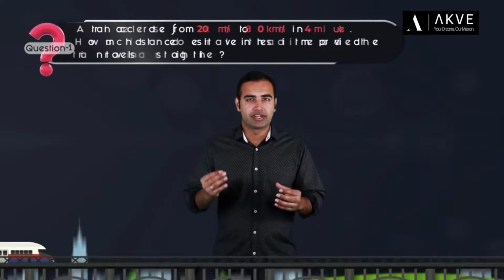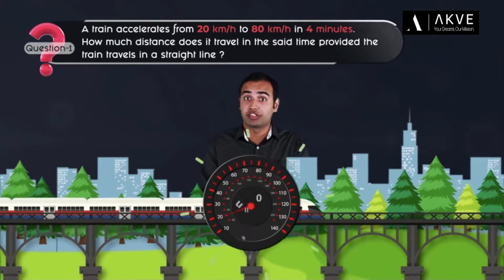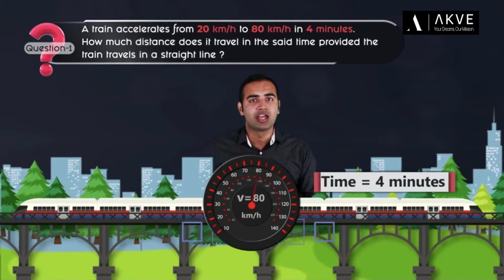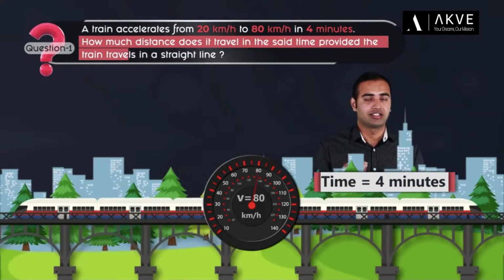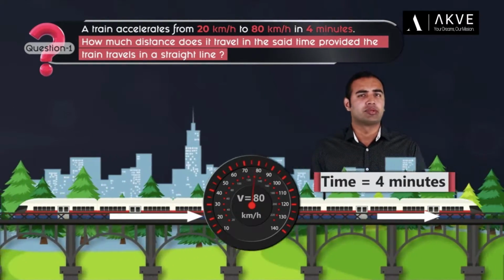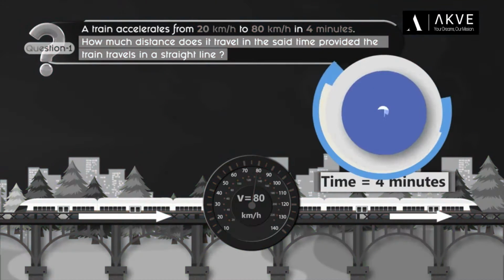So the first problem that I have here says that a train accelerates from the speed of 20 km per hour to a speed of 80 km per hour in 4 minutes. How much distance does the train travel in said time, provided that the train travels in a straight line? Now this is an easy problem, I'm sure. So I want you to take some time and try to get the right answer.